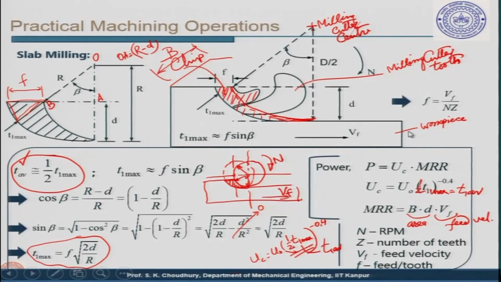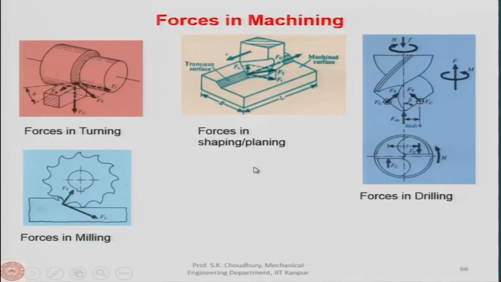In case of turning, if you remember, we had the feed given as millimeter per revolution, because it was the linear movement of the tool. But here it is the movement of the workpiece, and the milling cutter is rotating, but the milling cutter has a lot of teeth. Therefore, it has to be per tooth what is the feed that you are getting.